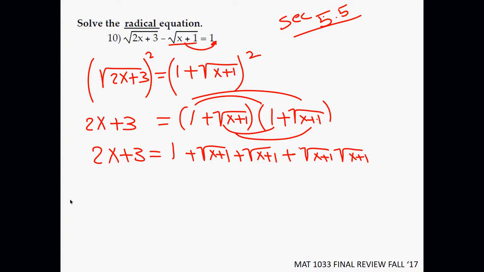And now let's simplify. We get 2x plus 3 for the left-hand side, 1. The square root of x plus 1 with the square root of x plus 1, they are like terms, we can add them up. And the last term, since it's a square root times a square root, that means the radical will cancel and the answer will be x plus 1, just the value under the radical.